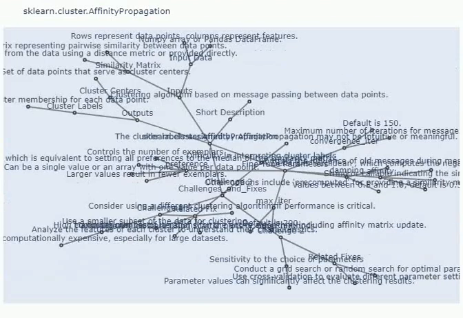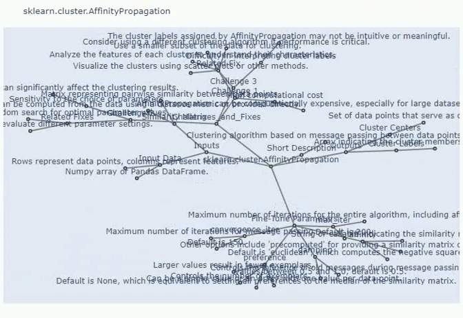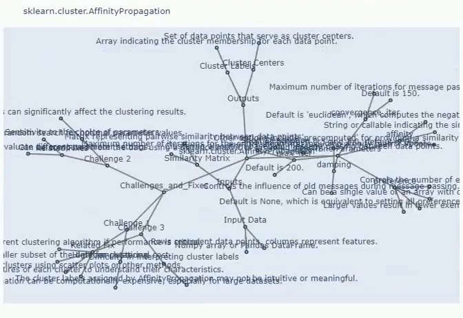Challenges and fixes. Challenge 1: high computational cost. Affinity propagation can be computationally expensive, especially for large datasets. Related fixes: use a smaller subset of the data for clustering. Consider using a different clustering algorithm if performance is critical.